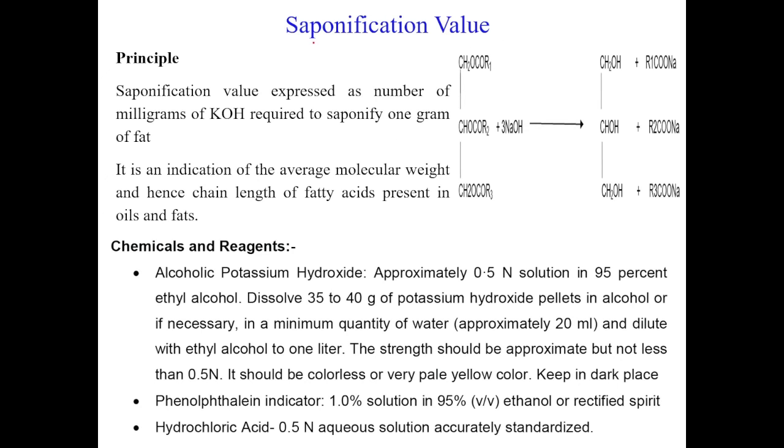Okay, now let us see the saponification value. The saponification value is also a parameter given by PFA. It is also an adulteration detection parameter, and the saponification value is defined as the number of milligrams of KOH required to saponify 1 gram of fat. The number of milligrams of KOH required to saponify 1 gram of fat is known as the saponification value.